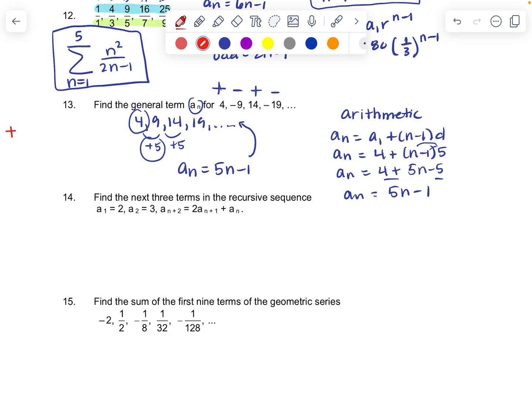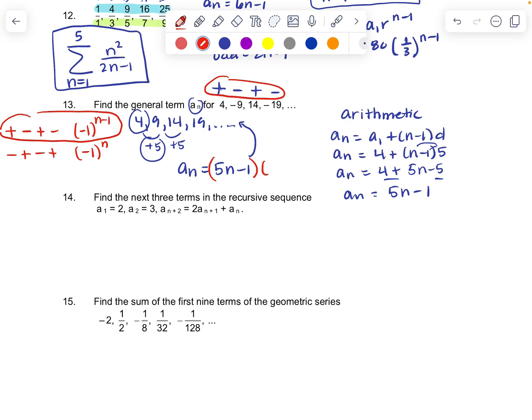If you want them to flip-flop from positive to negative, you want to multiply everything by negative 1 to the n minus 1. You can also do negative 1 to the n plus 1. That works as well. If you want it to go from negative, positive, you want to multiply everything by negative 1 to the n. So what have I got here? I got plus, minus, which means I've got this one. So I'm going to multiply all of this by negative 1 to the n minus 1.